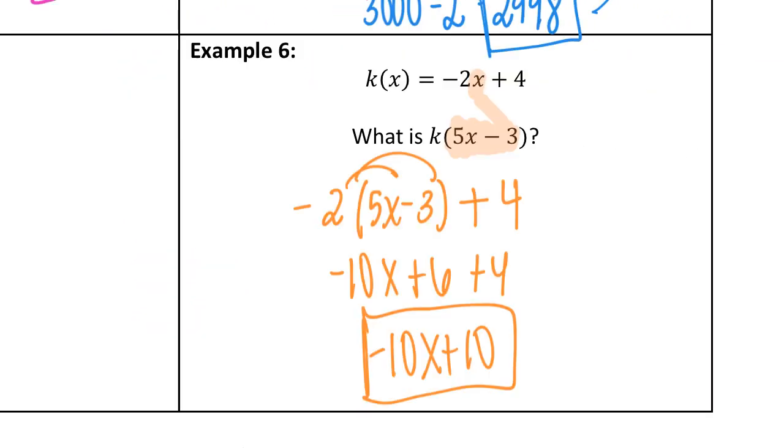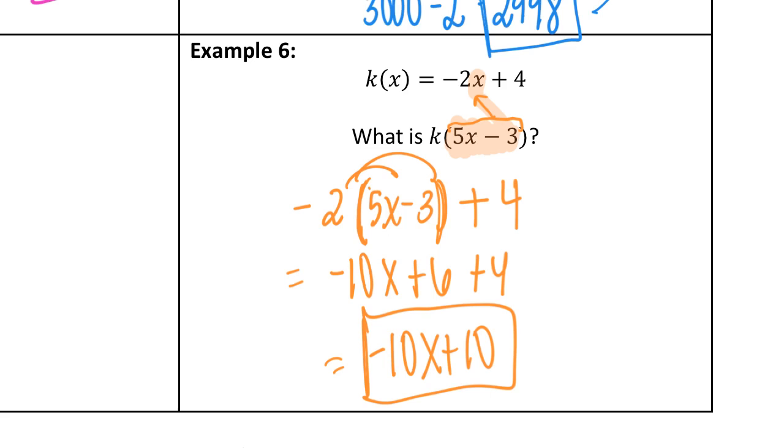All right, let's see how we did here. You should have taken that 5x minus 3, plugged it in for where you see an x into the function above, and then make sure that you put up these parentheses so that you remember to distribute that -2. So the -2 is multiplying by the 5x and the -3. See, that's where we get the -10x plus 6. Then the 4. Add your like terms, and you get -10x plus 10.